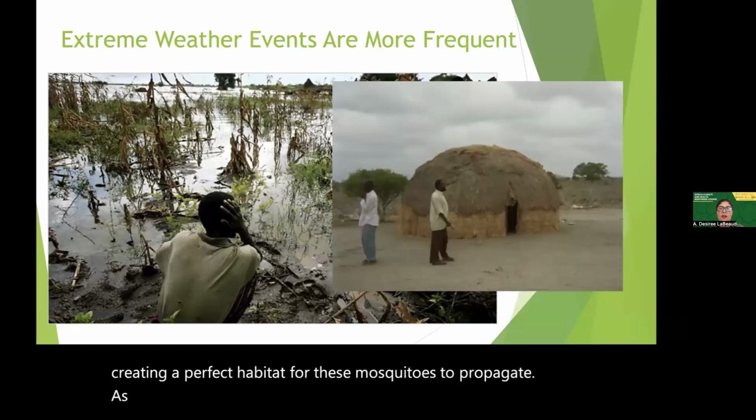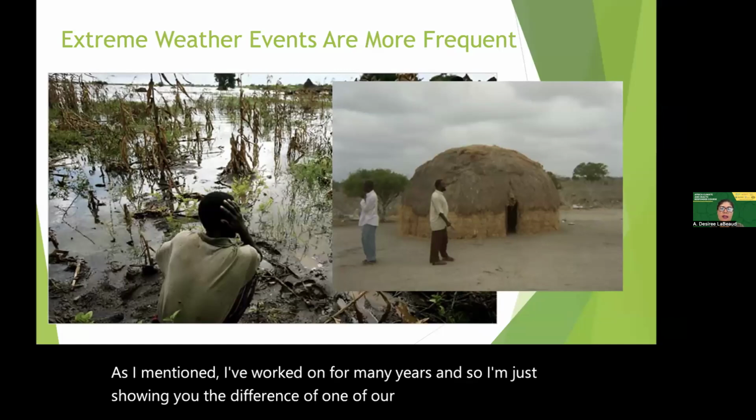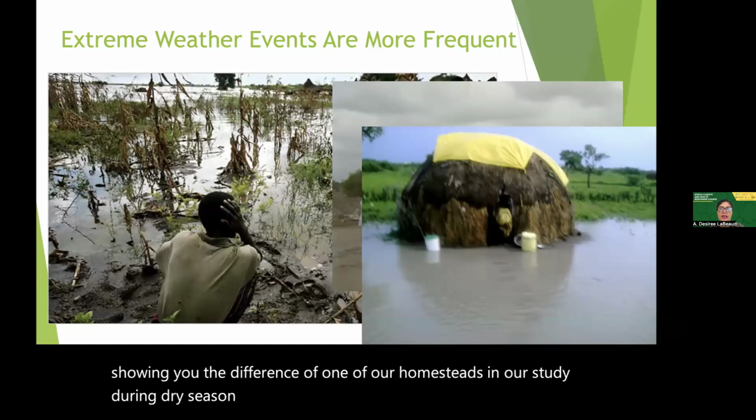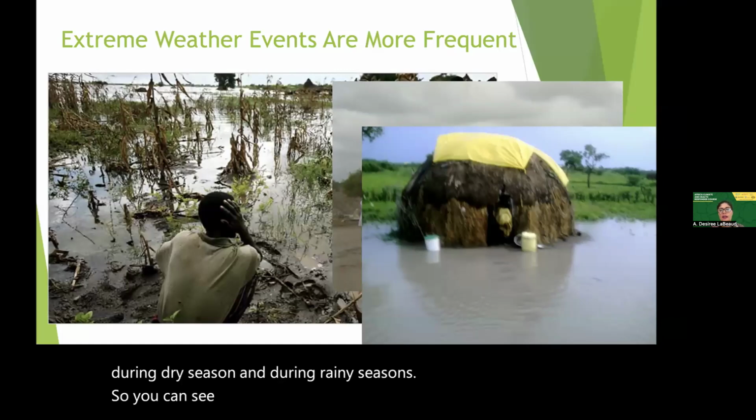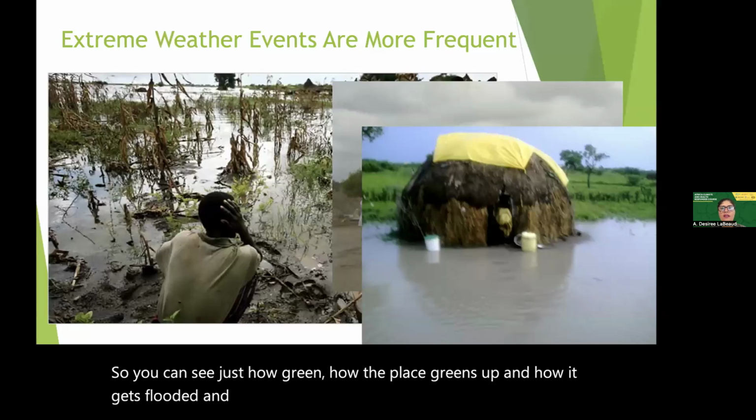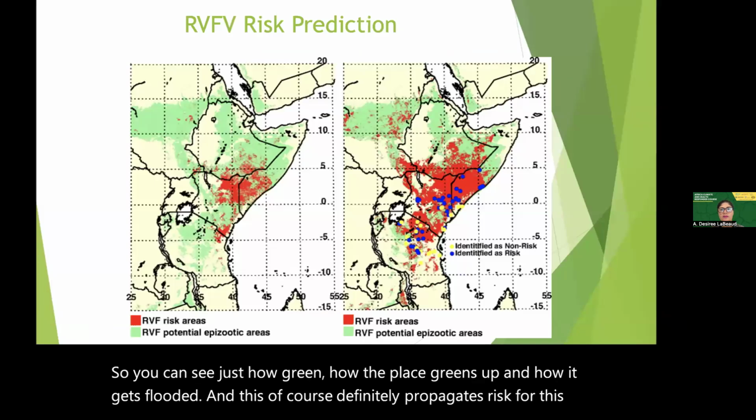As I mentioned, I've worked on Rift for many years, and so I'm just showing you the difference of one of our homesteads in our study during dry season and during rainy season. So you can see just how the place greens up and how it gets flooded. And this, of course, definitely propagates risk for this virus.